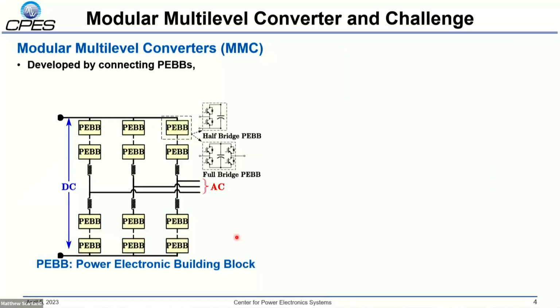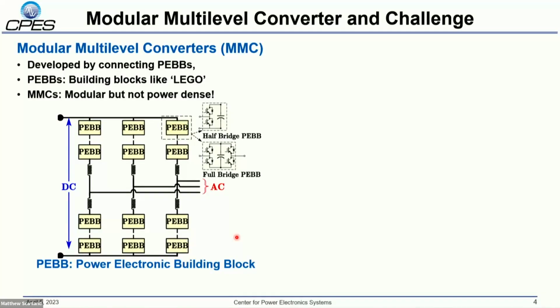As I mentioned, modular multi-level converters, as the name suggests, are modular, developed by connecting PEBBs, and PEBBs you can consider as Lego blocks. So you just stack them up in series to create higher voltage. You can also put them in parallel to create higher current, and so on and so forth. And while MMCs are very good, used extensively for HVDC today, they are not as much power dense as we would like them to be. And this is a challenge CPES took about 10 years ago or more than that. The idea here was, can we make MMCs more power dense?